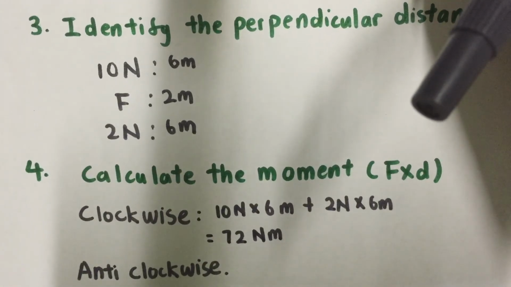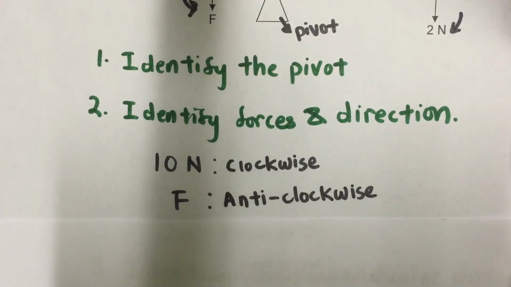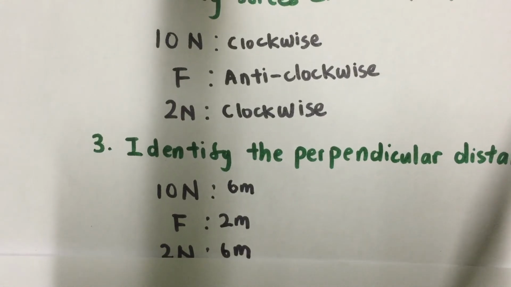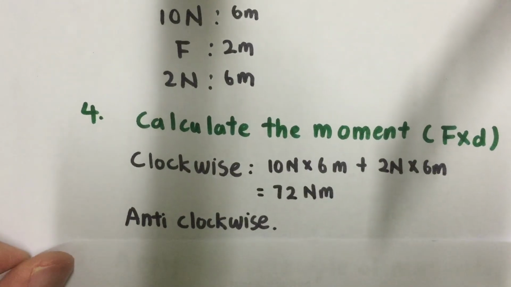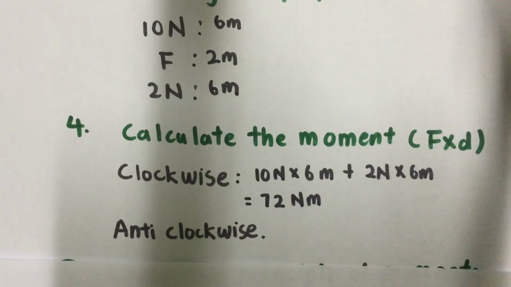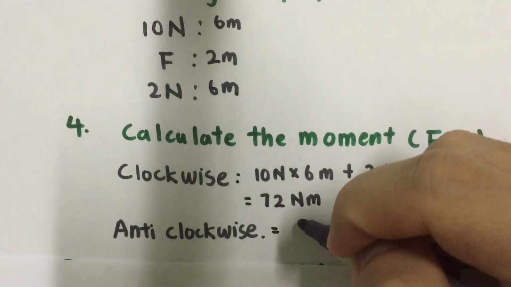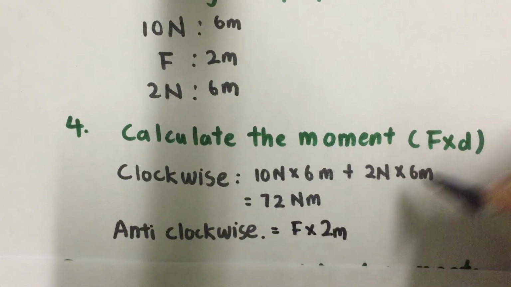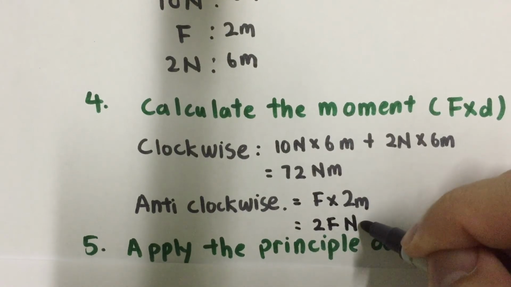How about for the anti-clockwise moment? Now, we only have F as the unknown anti-clockwise force, and we know that the perpendicular distance for F is 2 meters. Using this information, we can then calculate the anti-clockwise moment to be equals to F times 2 meters, giving me 2F Newton meter.